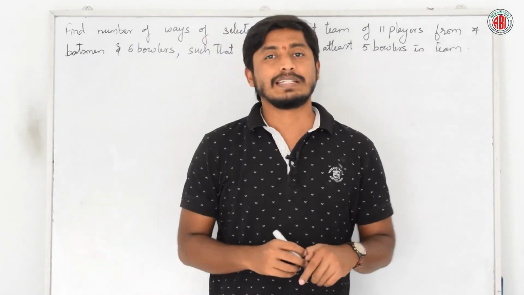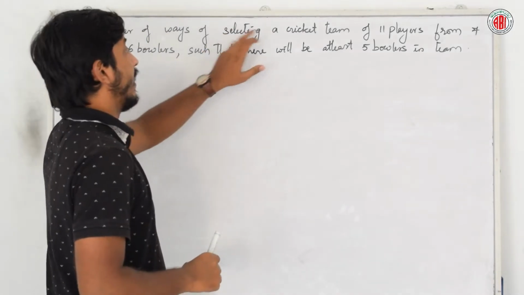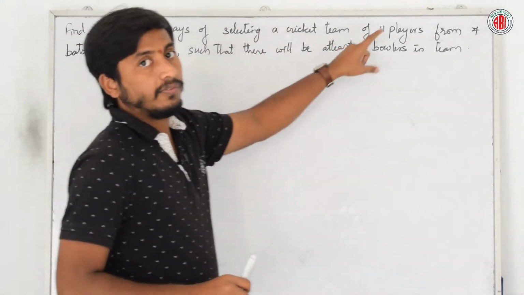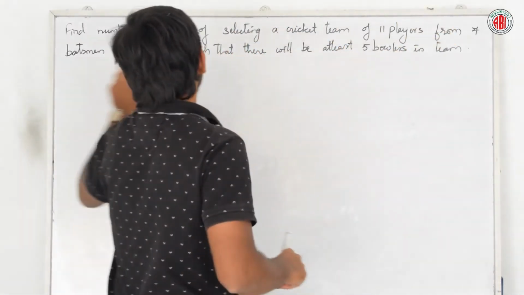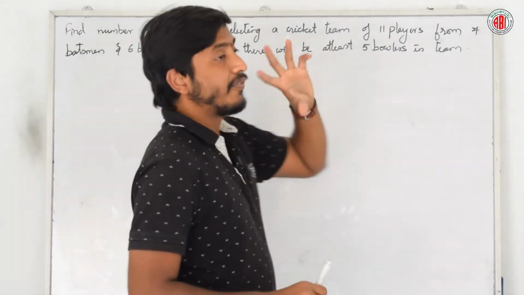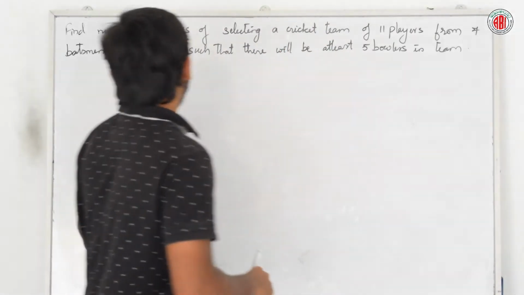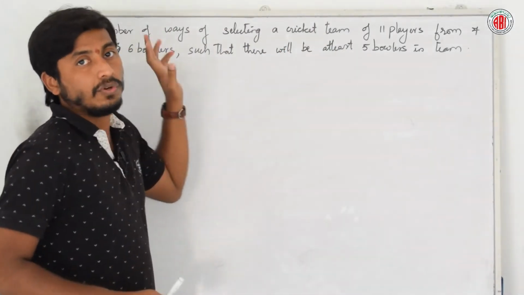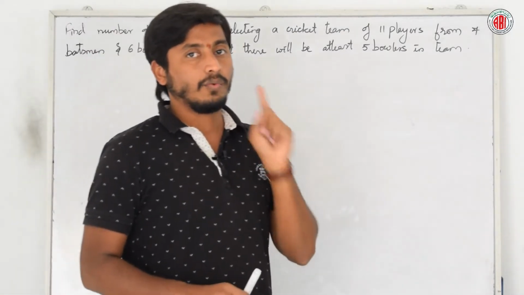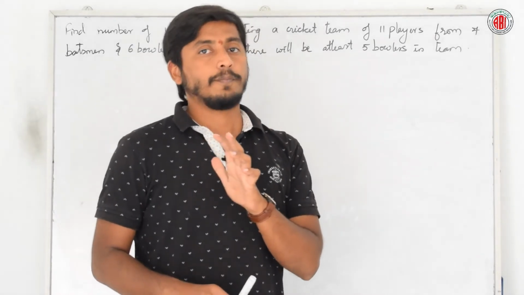Let's do. Look at the question here. He is telling to find the number of ways of selecting a cricket team of 11 players, from which 7 are batsmen and 6 are bowlers, such that there will be at least 5 bowlers in the team. Okay, at least 5 in the sense, how many bowlers do we have? 6. So we have to make 2 sets. One is with 5 bowlers and one more is with 6 bowlers.